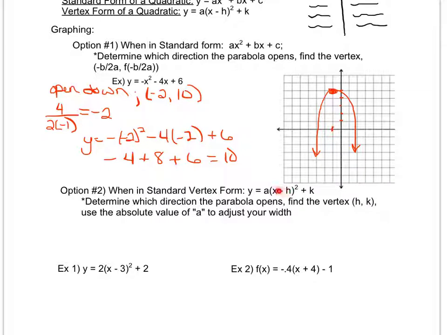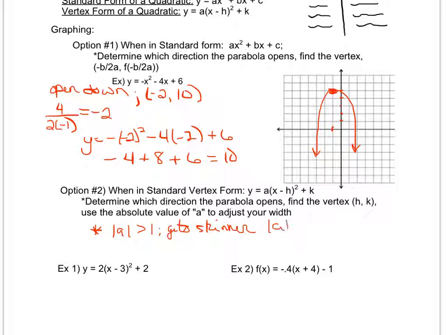So notice there is a minus sign in front of the h, so the sign won't belong to the number here. It's built into my equation. And I'm going to take my k value. And I'll use the absolute value of a to adjust my width. So if the absolute value of a is greater than 1, I get skinnier. And the bigger that value is, the skinnier I'm going to get.